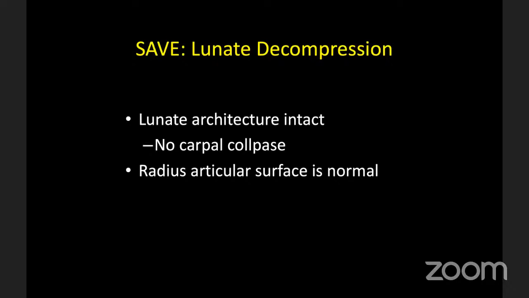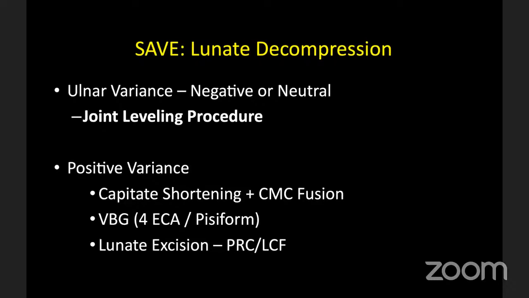So for lunate decompression, when is it possible? As I said, the architecture has to be intact, there should be no carpal collapse, and the radial articular surface has to be normal. In such patients, if you have an ulnar variance which is negative or neutral, that is, if the ulna is shorter or at the same level as the radius, then you might consider joint leveling procedures. If the ulna is longer than the radius, then obviously a radial shortening joint leveling procedure is not going to work. At this stage, you might consider capitate shortening in order to decompress the lunate with third CMC joint fusion.